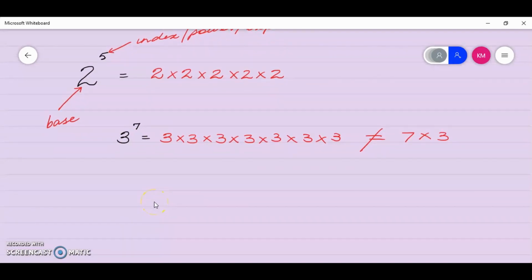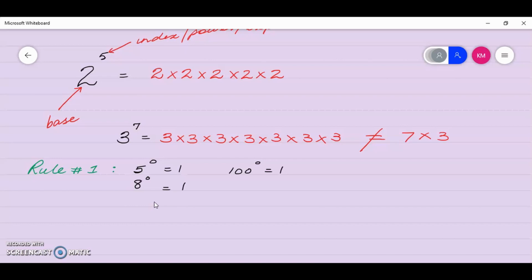Okay, so I'm going to write our rules here. We have rule number 1. Our first rule is that any base that is raised to the power 0 is going to give us 1. So let me write, for example, 5 raised to the power 0 is going to give me 1. 8 raised to the power 0, 1. 100 raised to the power 0 is going to give me 1. So any number that is raised to the power 0 gives 1.